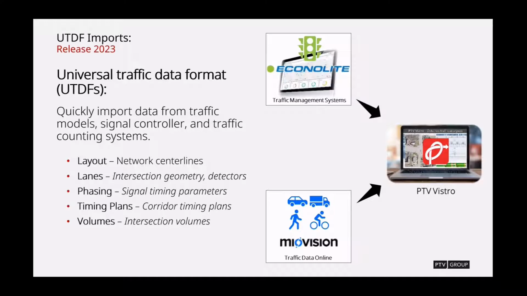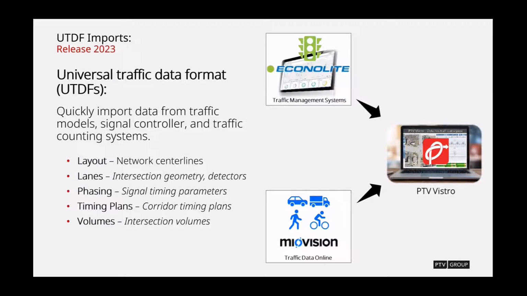Like I said, we have phasing, timing, and lanes right now. Those are the three that we focused on bringing in from these specific providers. One funny thing about UTDFs is that everyone does it a little bit differently. Some people use double spaces, some people use quotation marks, some people have it in a slightly different format. So if you're using this feature and for some reason your provider doesn't import, please let us know and we'll try to fix that format to make sure it works. We've really only tested it on Econolite, MyoVision, and Synchro in Excel.